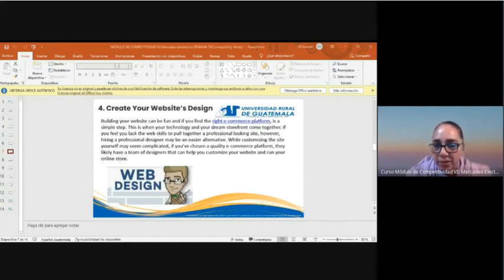If you feel you lack the website skills to pull together a professional looking site, however, hiring a professional designer may be an easier alternative. But the objective is not to hire somebody. The objective is that you can build and design your own web page. While customizing the site yourself may seem complicated, this will give you the opportunity to know 100% your webpage or your app. If you're choosing a quality e-commerce platform, they likely have a team of designers that can help you to customize your website and run your online store.